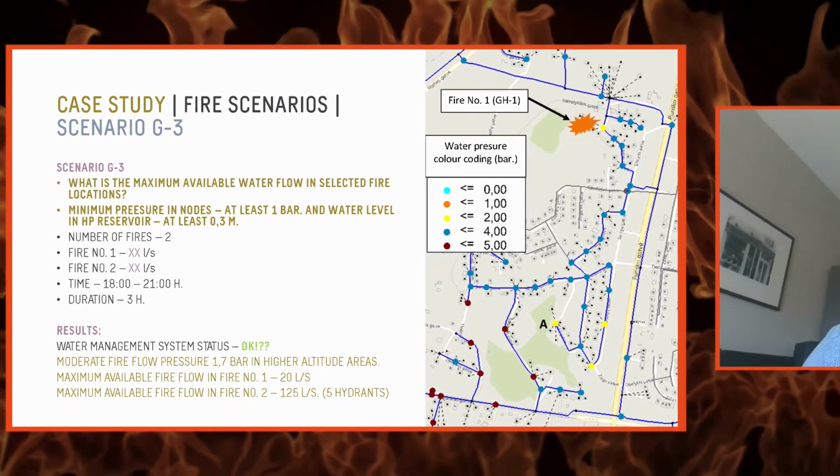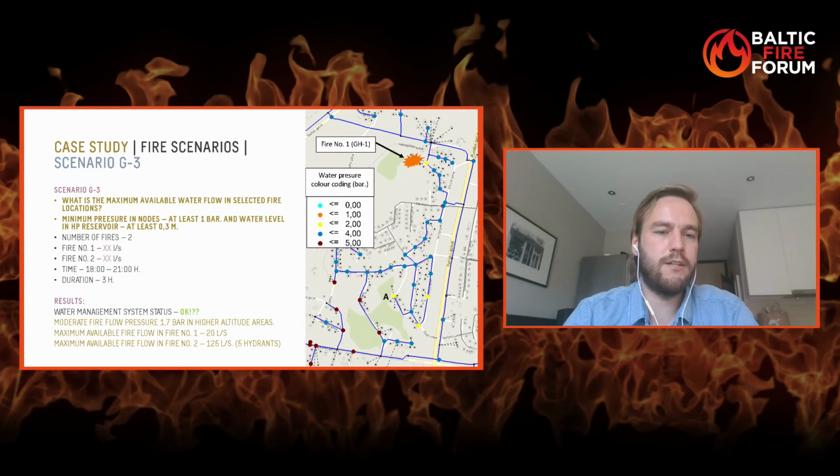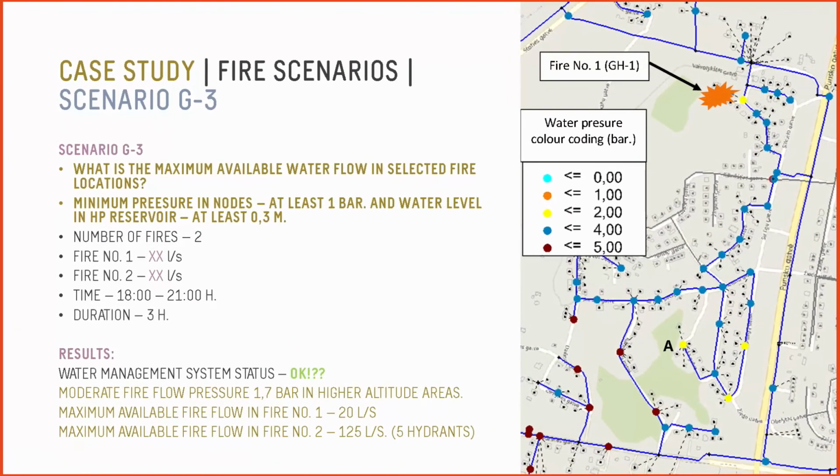Okay, fire number 3. The general idea of this scenario was to check what is the maximum available water flow in selected fire locations. So we have 2 fires, and we want to know what the maximum fire water flow available in the system is. We also want to check the minimum pressure in nodes and pipes in the whole management system. We want to be sure that we have at least 1 bar, and a water level in high pressure reservoirs of at least 0.3 meters.